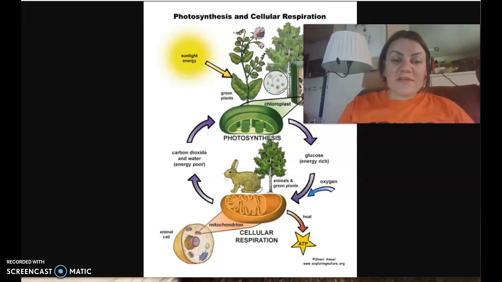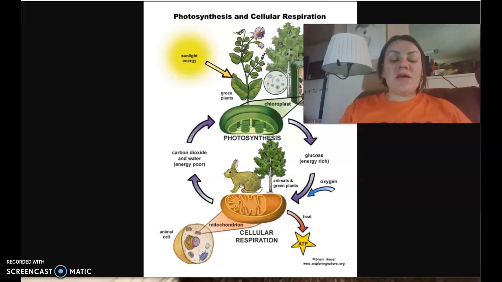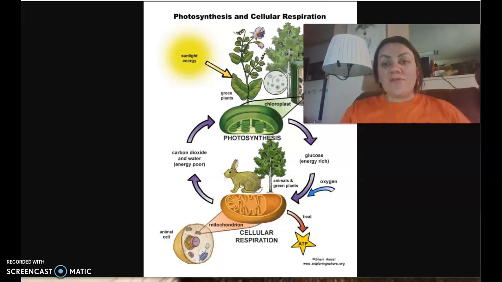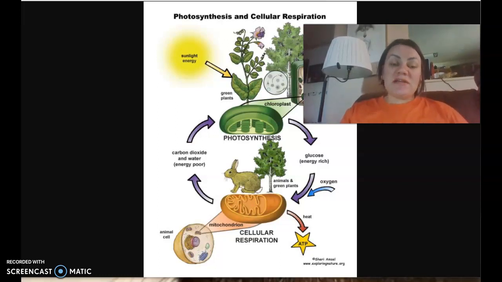I'll be going over photosynthesis and cellular respiration and how the two are connected. So, cellular respiration and photosynthesis are connected because the waste product from cellular respiration is used as fuel for photosynthesis, while the waste product from photosynthesis is used as fuel for cellular respiration, creating a complete circle. They both need each other to be successful.